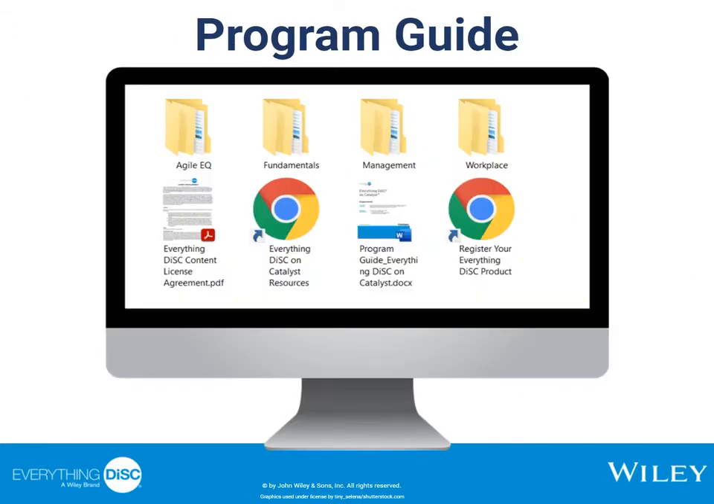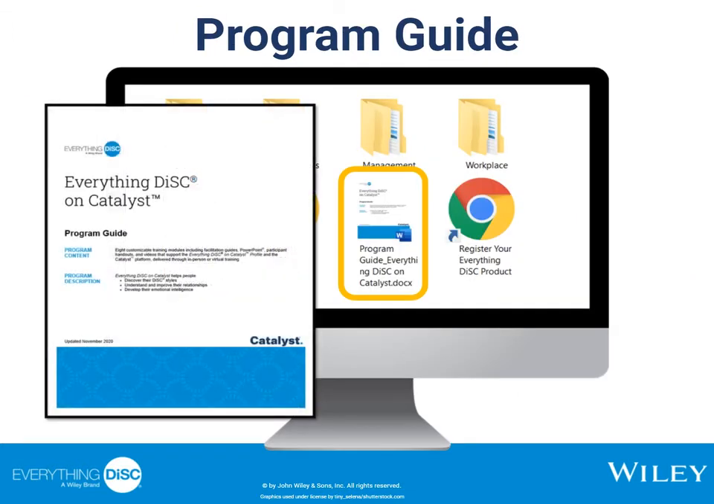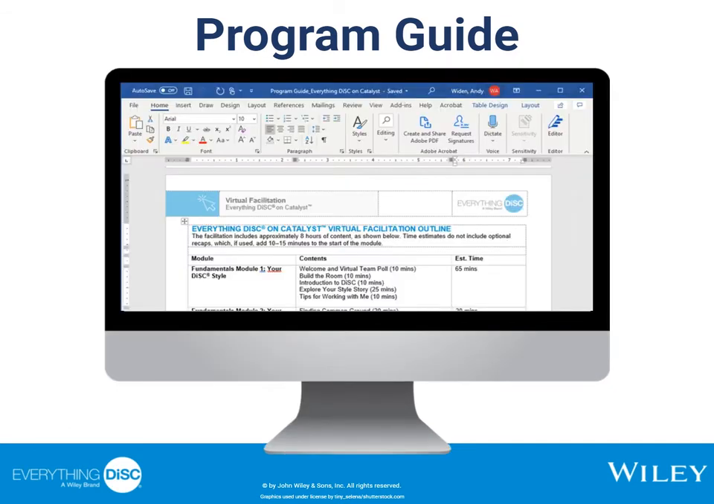We highly recommend starting with the program guide to get a high-level overview before digging into the kit further. The program guide contains an overview of all of the Everything DiSC on Catalyst content, plus resources to help frame the session, prepare the training, and plan your timing. It's really a map for you as the facilitator and where you'll start to prepare for the participant experience.